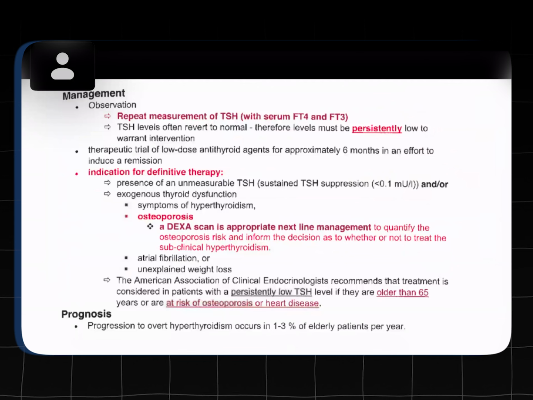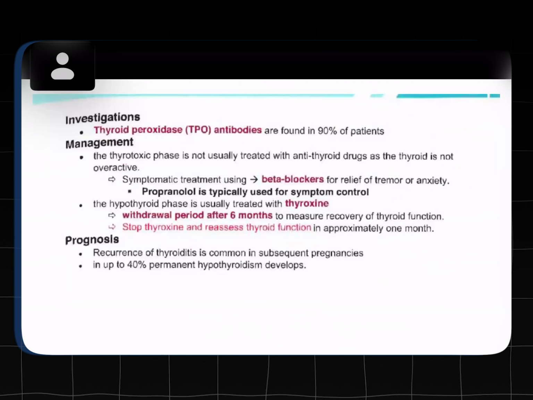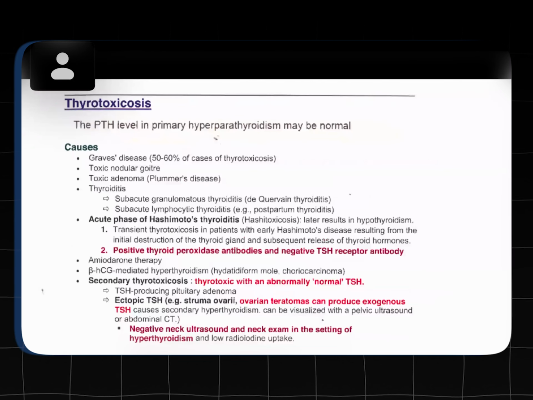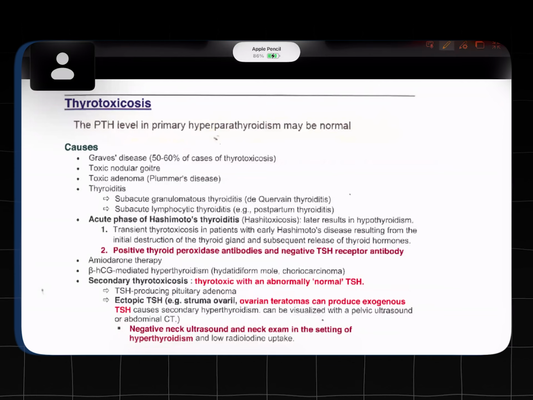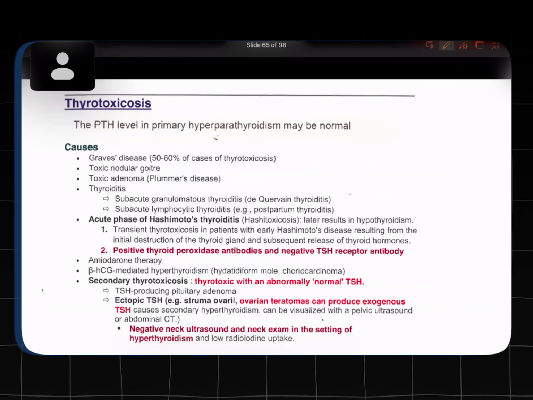Subclinical hyperthyroidism, this is a repeat, I'm sorry, I just repeated the slides. Coming to thyrotoxicosis, the most important part, and Graves' disease. So thyrotoxicosis, what are the causes? More than 50% of cases here will be Graves'. Other than that, it can be a toxic nodular goiter, a solitary toxic adenoma or Plummer's disease, or it can be thyroiditis, de Quervain or postpartum, as we have discussed already.